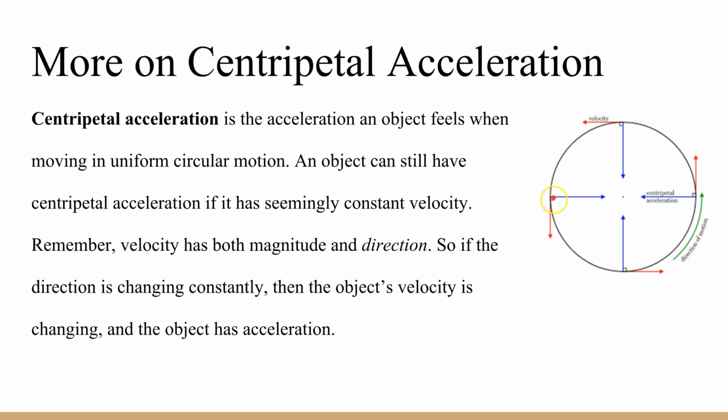So if the direction's changing, that means the velocity itself is changing. The speed is not changing, but the velocity is changing. So there must be a centripetal acceleration. Centripetal acceleration and centripetal force are always directed perpendicular to the velocity. It will point in or out of the circle it's traveling in. Since it's perpendicular to the velocity, the velocity will just keep on moving in a circle.